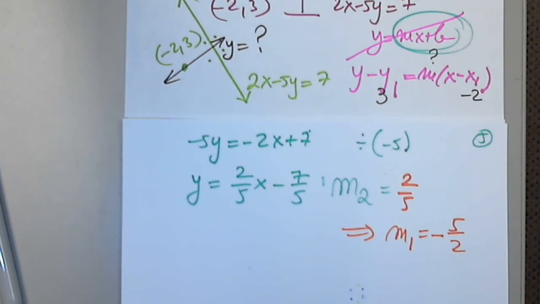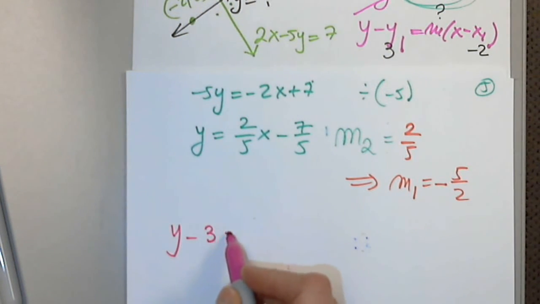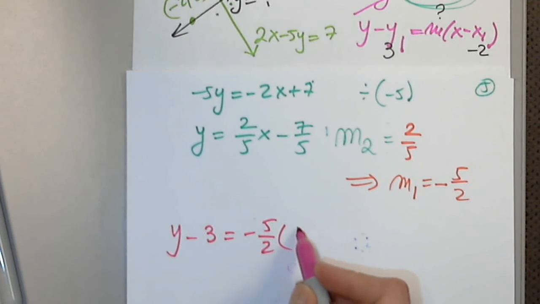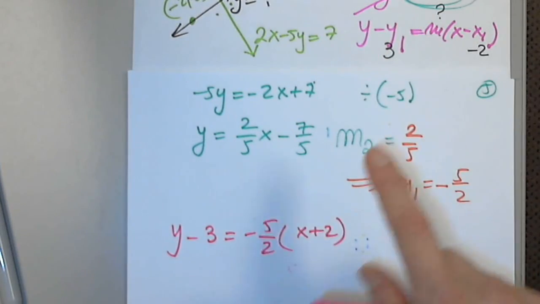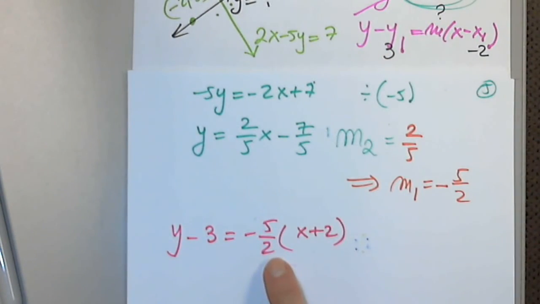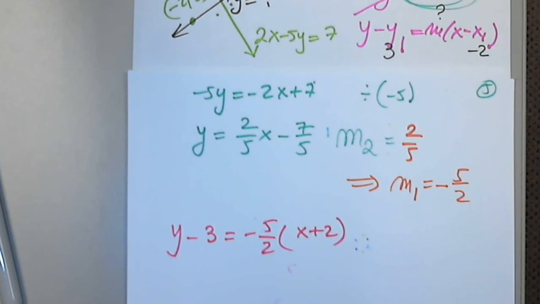Good. So now I have everything I need. So y minus 3 equals negative 5 halves times x plus 2. Do we agree with this step? y minus 3 is here. I replaced m by negative 5 halves, and then x minus minus 2 is x plus 2. Could you follow so far? Of course, I have to distribute, combine like terms, move 3.